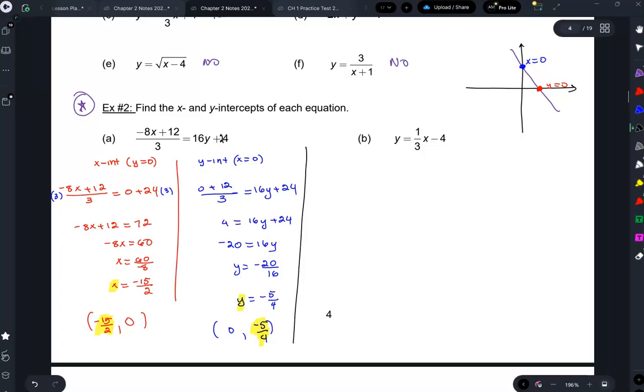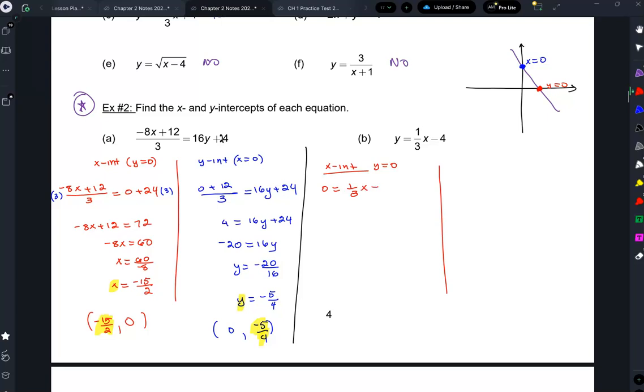All right, let's do the other one. What are we doing for y or x? First, x-intercept. Let's do the x-intercept. All right, I'm going to race you guys. On your mark, get set, go. X equals 12. Okay. So 12 comma 0.